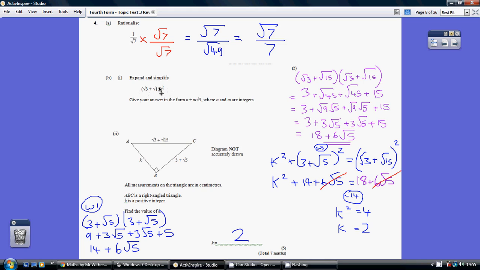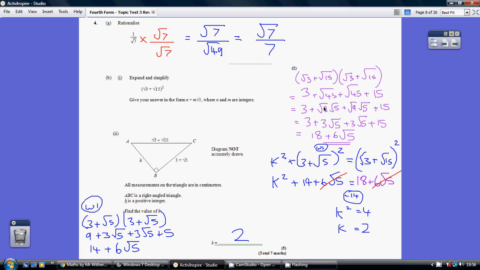Now part B, key thing, when you've got something squared like this, don't forget what this means. This just means the bracket times itself. So root 3 add root 15 times root 3 add root 15. So do your usual claw, which I've done here. Now look that we're aiming to end up with some root 5, so that will help you with the simplifying. Square root of 45 is the same thing as the square root of 9 times the square root of 5.